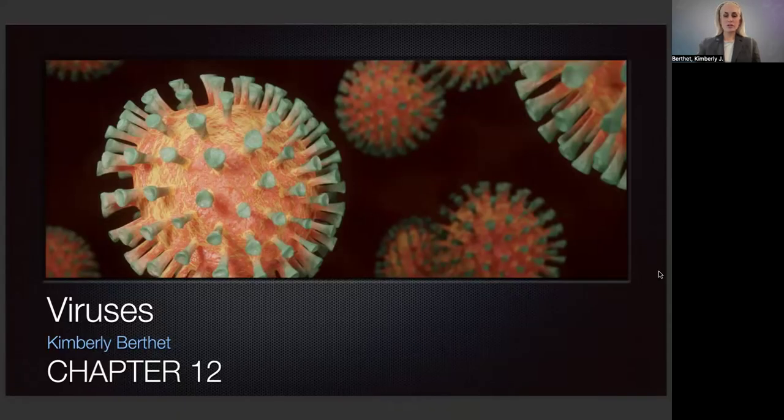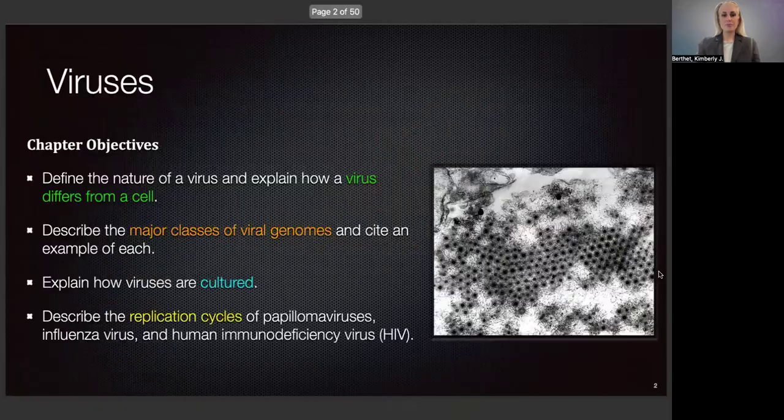Okay, this lecture is on viruses. What we're going to look at in this lecture is how viruses differ from cells. So viruses are non-living. We're going to look at how viruses are classified based on essentially their makeup. We're going to see how we can also culture viruses in the same way we culture other microorganisms with minor modifications. And we're going to look at the replication cycle of a couple different viruses.